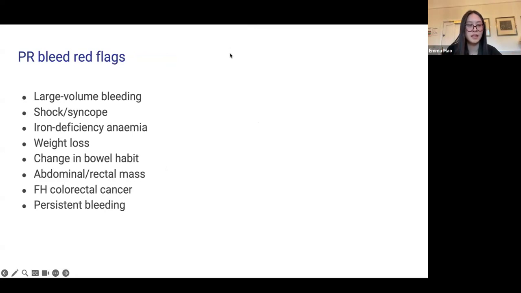PR bleed red flags. So worrying things are, of course, if they've lost a lot of blood, and then the cancer red flags, which are weight loss and change in bowel habit, could be various things, but ask about progression and things. And then, of course, a mass is also very worrying for cancer. And family history is also useful in this case, as there are familially related ones like polyposis and Lynch, I think.